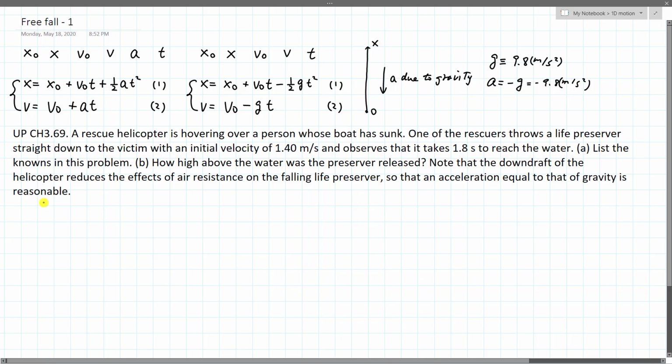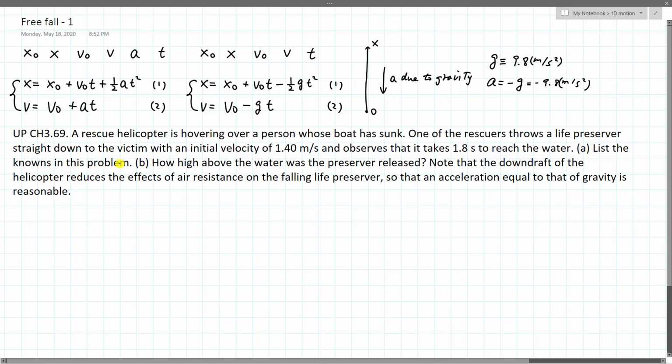Okay, so I have an example question. This is from University Physics, published by OpenStax, chapter 3, question 69. A rescue helicopter is hovering over a person whose boat has sunk. One of the rescuers throws a life preserver straight down to the victim with an initial velocity of 1.4 meters per second, and observes that it takes 1.8 seconds to reach the water. Part A, list the knowns in this problem.